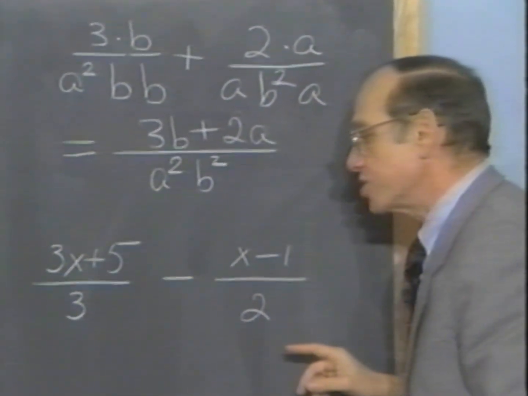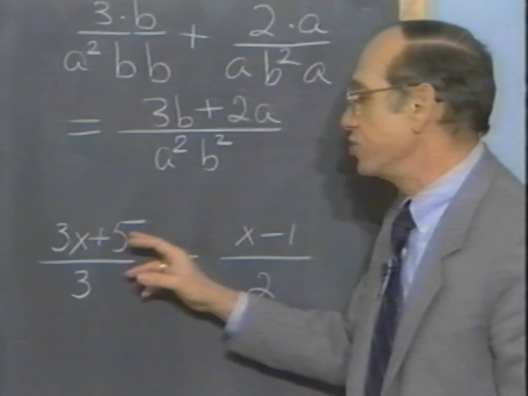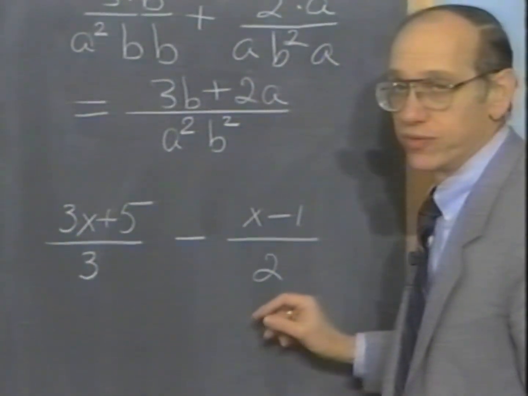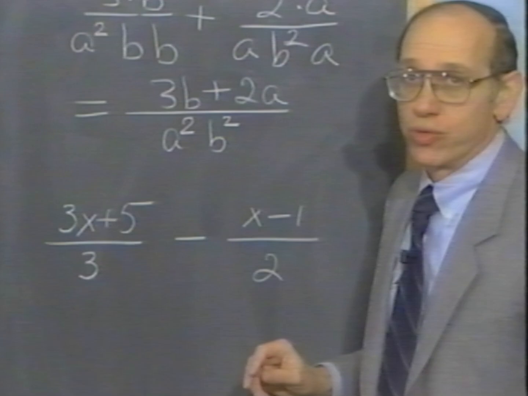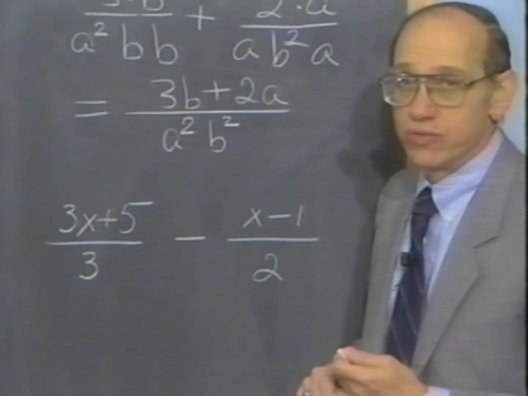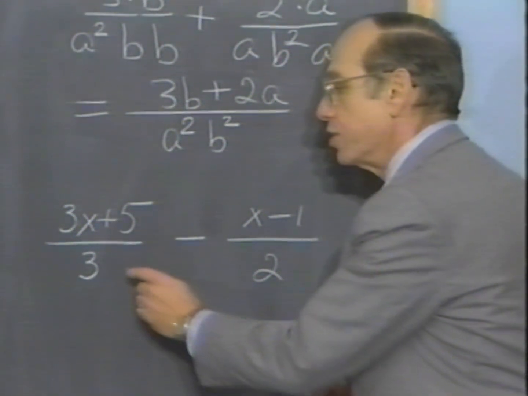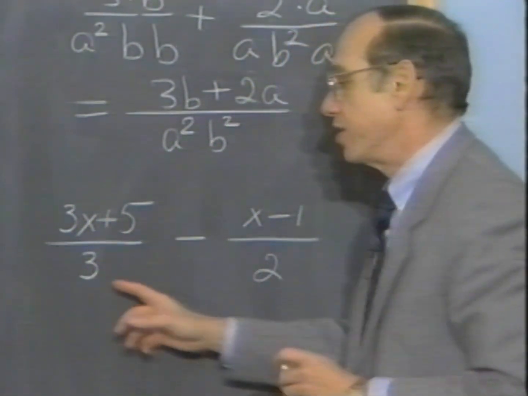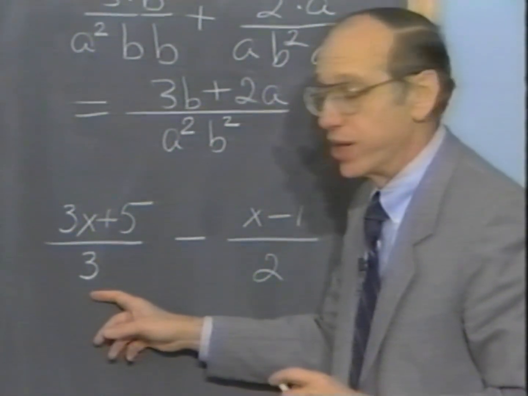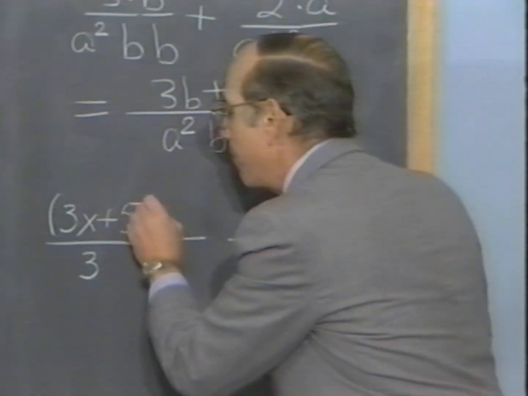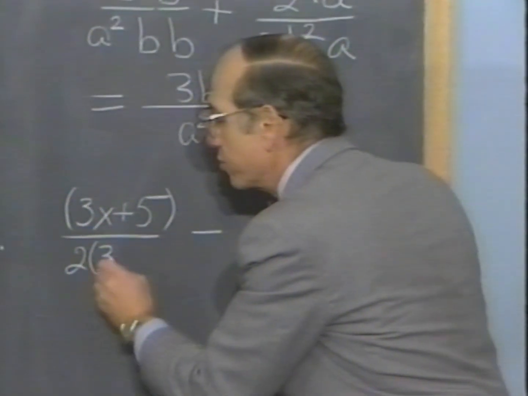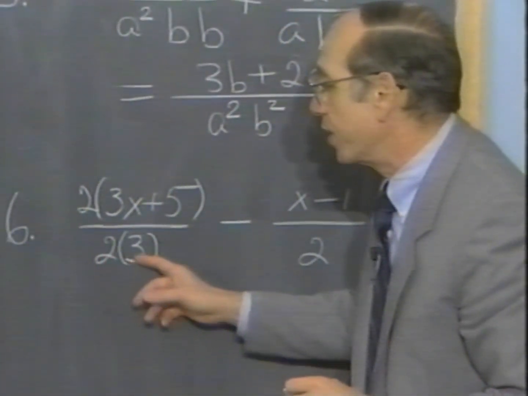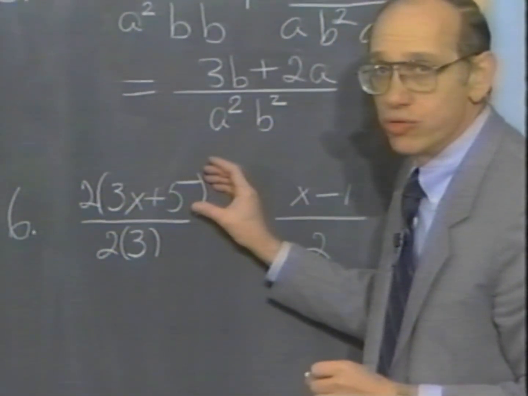In number 6, we have two fractions. We have a binomial divided by 3 minus another binomial divided by 2. And of course, to get a common denominator for these two fractions, we're going to use 2 times 3. That means I have to multiply this fraction denominator by 2, which means I multiply top and bottom by 2. Now notice I'm putting it in parentheses so you really can see. I multiply the denominator by 2. I multiply the entire numerator by 2.